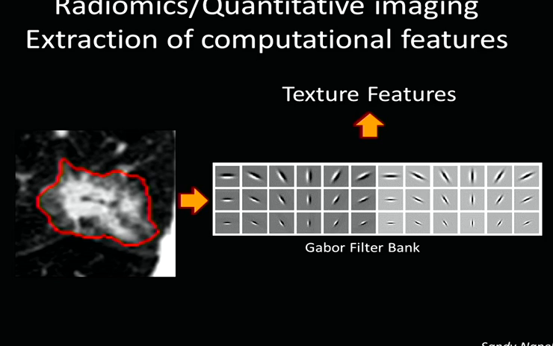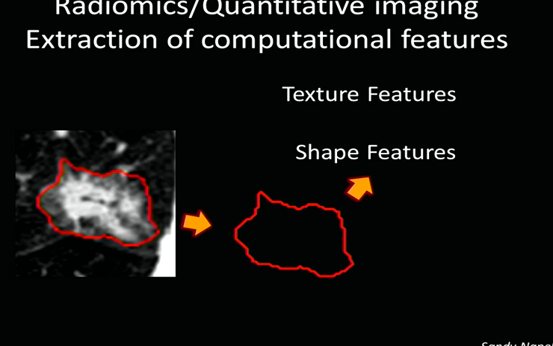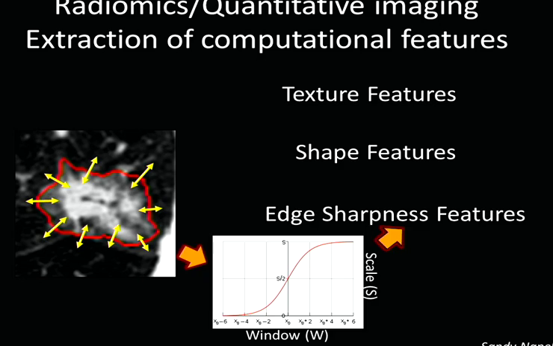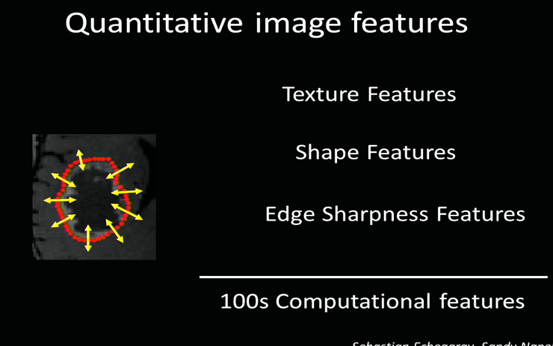One class of features are texture features, such as Gabor filter banks. We also characterize the shape of the lesion. This gives us an idea of how the shape evolves around the edge. And finally, we also look at the edge sharpness, which gives us an idea of how the intensity changes from the inside of the tumor to the outside. Then we are able to define lesions that have blurry edges or sharp edges. So overall, we can extract hundreds of features from both CT images and MR images of, for example, lung and brain cancers.